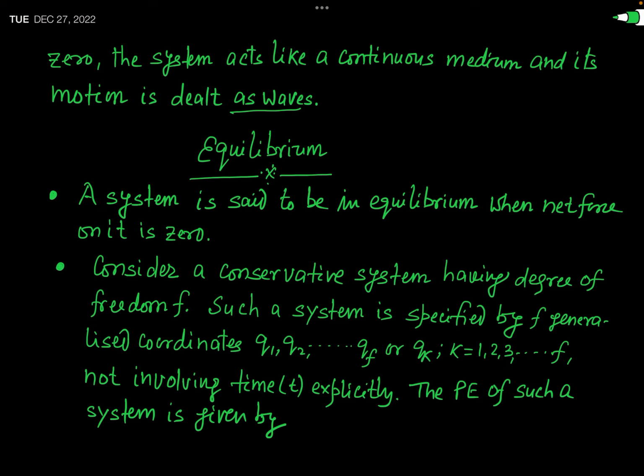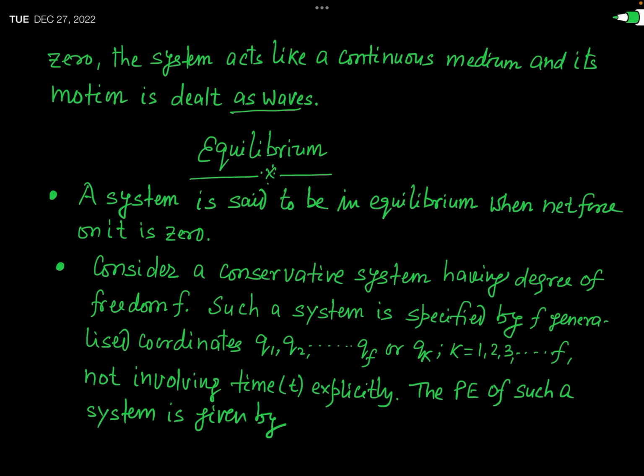Now, as in the beginning I told you, any system is said to be in equilibrium when the net force on it is equal to 0. So if the net force is 0, each and every component of the force will be 0.